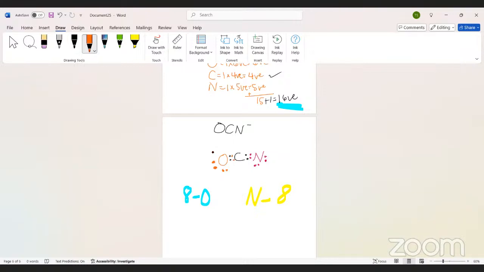Now, look at your picture. Oxygen has 2, 4, 6, 8. Carbon has 2, 4, 6, 8. Nitrogen has 2, 4, 6, 8. And now everybody can be happy. Okay? But I'm going to redraw this picture so that you can see the clean version.